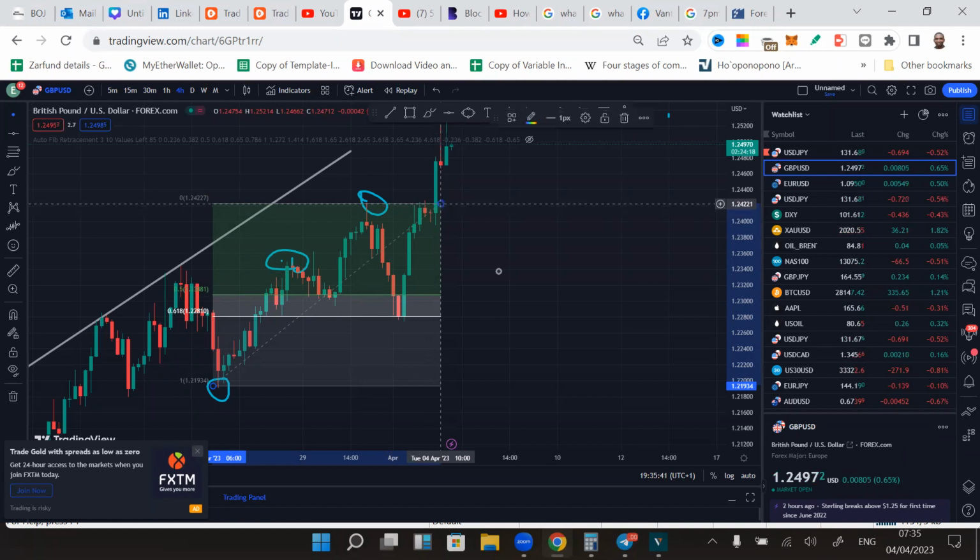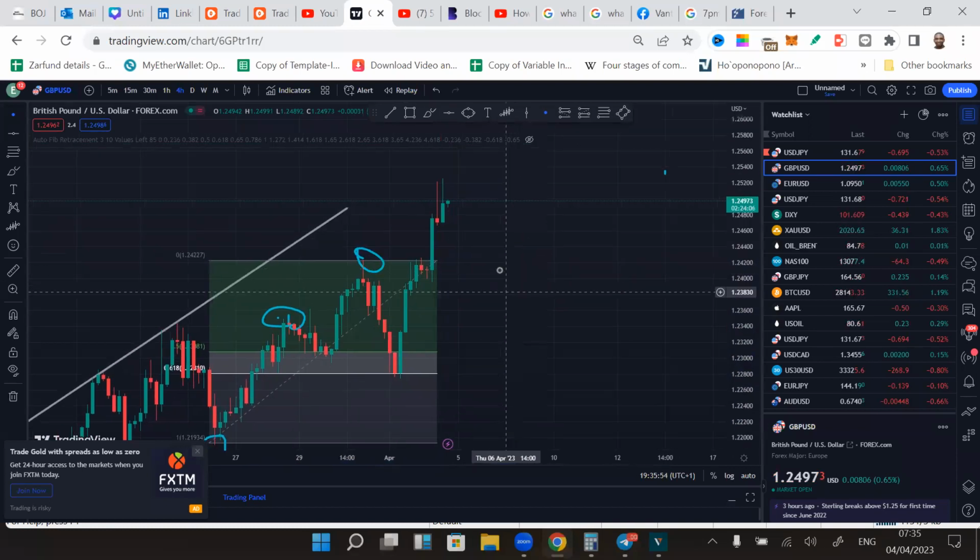Okay, so when we got to the top, now look what happened here, guys. Can you see that price came, got to the 50, went through the 50, got to the 61.8, and it reversed from the 61.8? This cannot be coincidence. It got to the 61.8, and guess what? It did not go past it. It reversed from it. Sweet, easy.